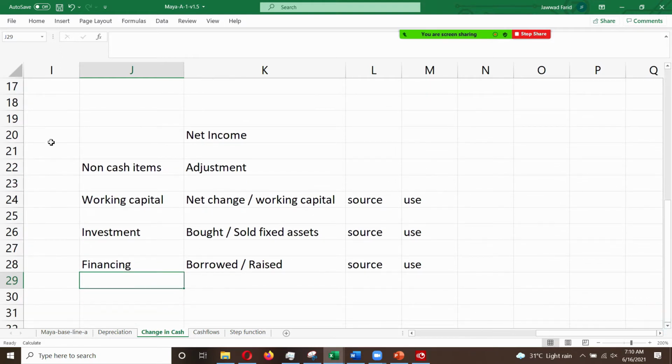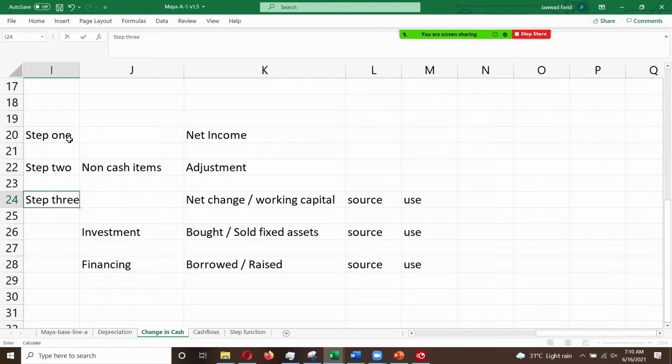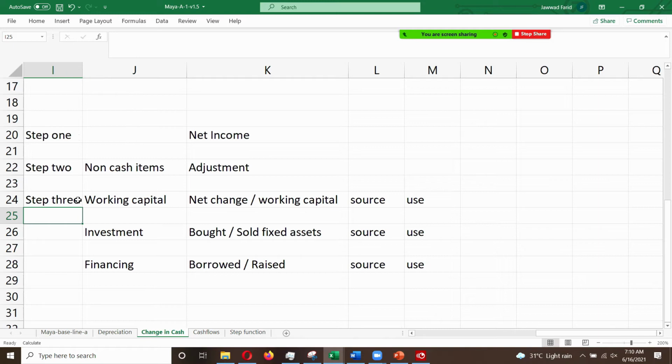So if you think in terms of structure, step number 1 is you take the net income figure. Step number 2 is you look at the non-cash items and you make adjustments for them. Step number 3 is you calculate the net change in working capital. Step number 4 is you look at what's happening on the investment side. Have we bought stuff? Have we sold stuff? Have we invested more capital and money in the business? And step number 5 is financing, right? So these are your 5 steps that you use to calculate change in cash.